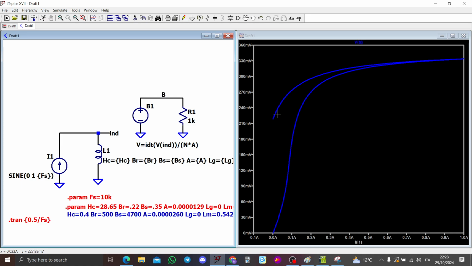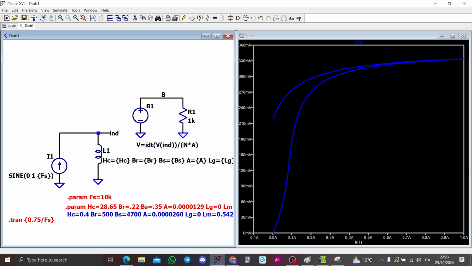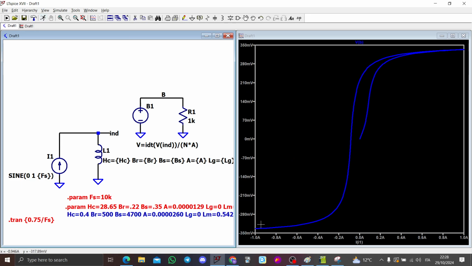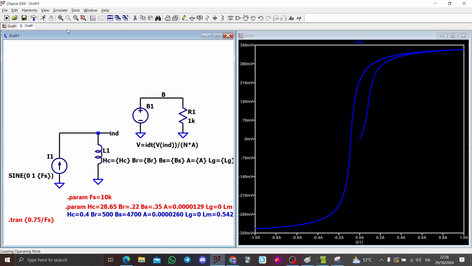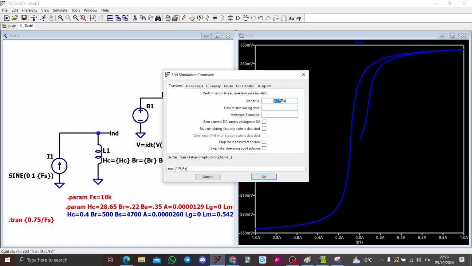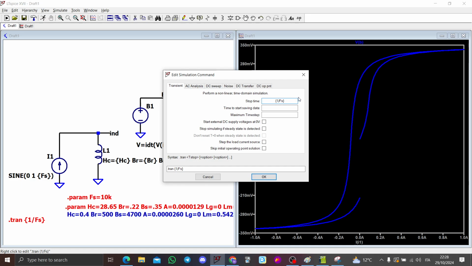Okay, as you can see, we are coming back. Now let's go on. 75. Now we are going down. Now 1. Now 1, and we come back here. And then, okay, let's increase to 1.25 because then we start a new cycle.